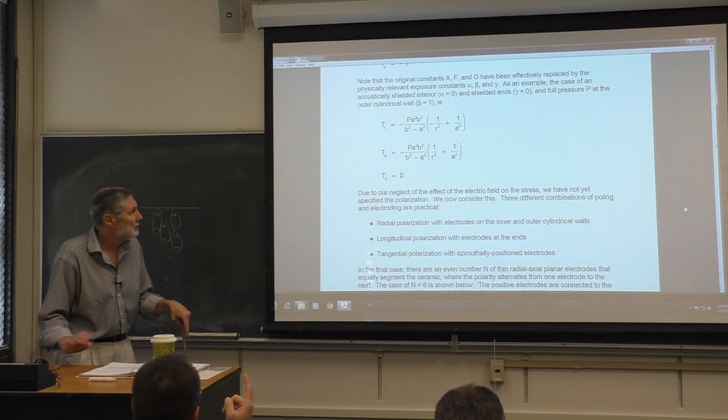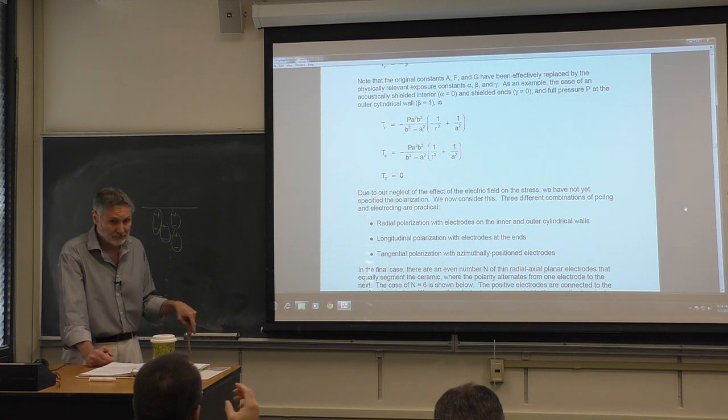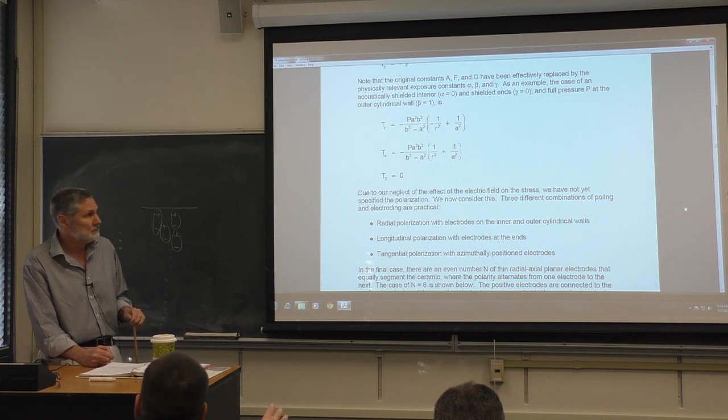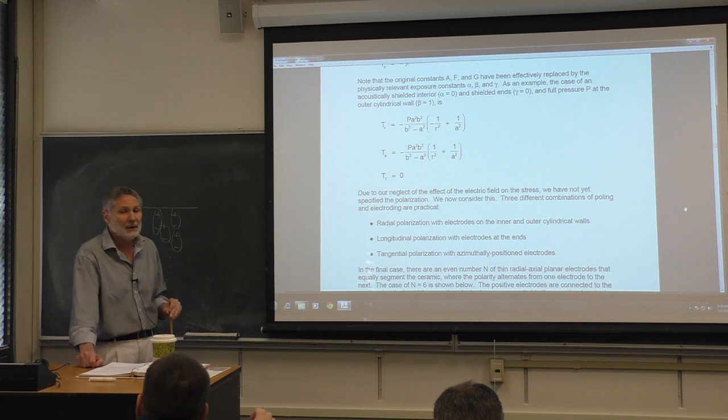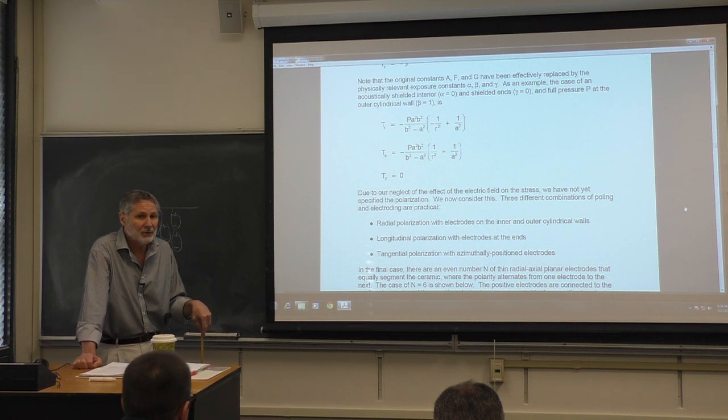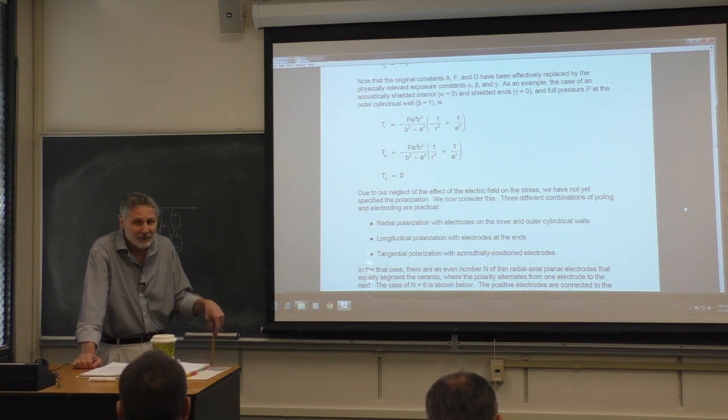So, but everything up to what we've done right now, we can do without considering the polarization of the material? Yeah, we're neglecting the effect of the polarization on the elasticity. Okay. Yeah, which apparently is a good approximation.